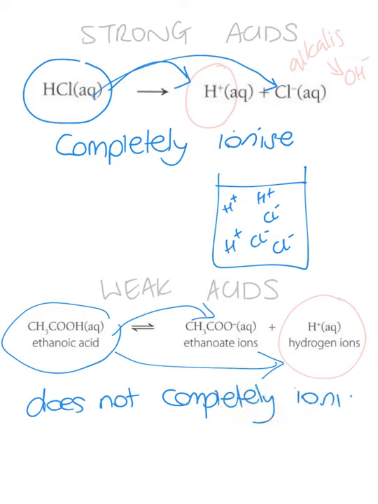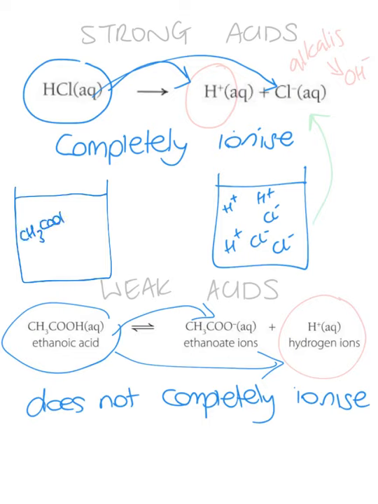Okay? It does not completely ionize. So therefore, and I'll just add arrows, so this is for this. Okay? If I drew a beaker for your weak acid, rather than seeing all of the ethanoate ions and the hydrogen ions, you'd actually still see, this is a really bad drawing, this is obviously not what it looks like at all, but it's just giving you an idea.